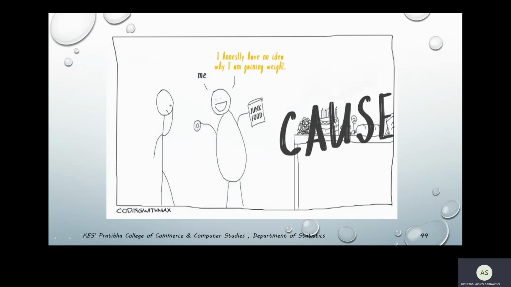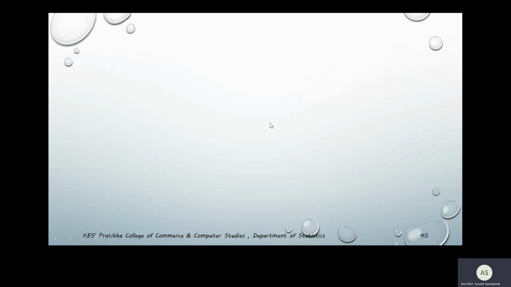So what is the cause here? The junk food. And what is the effect of that? It is weight gain. Okay? So this is the cause and effect relationship. Another example is there.